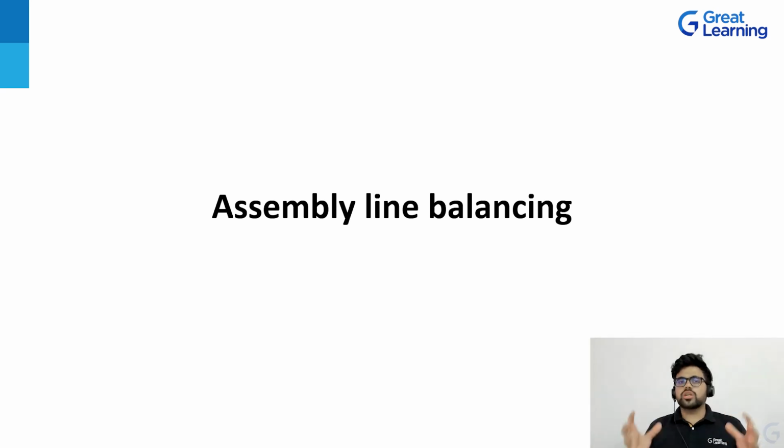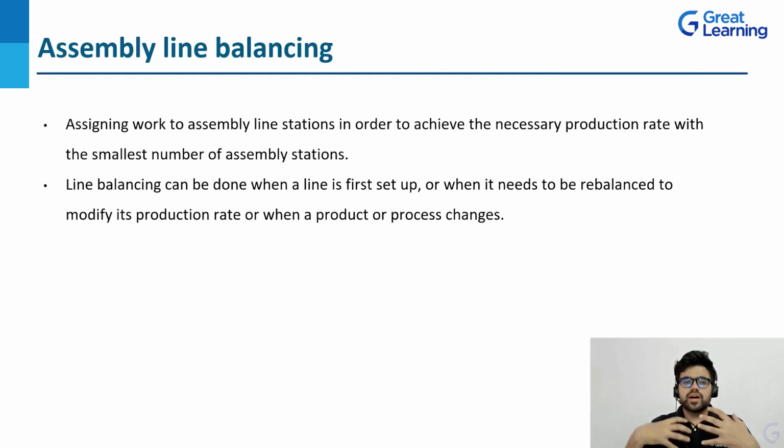So next, let's look at what is assembly line balancing. Now, we've talked about different departments in a production facility. Now, let's look at different stations in a particular department. It's basically micromanaging every department. How does it function? Assembly line balancing is basically assigning work to assembly line stations. What is the purpose of that? In order to achieve the necessary production rate with the smallest number of assembly stations.